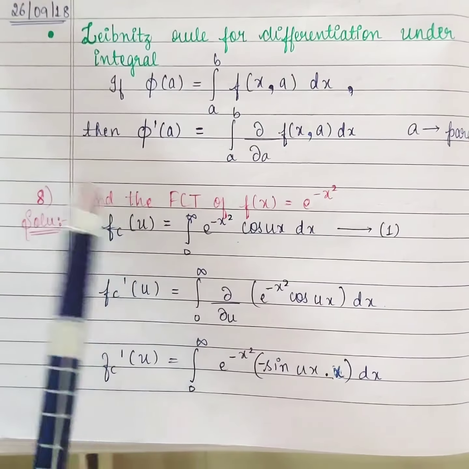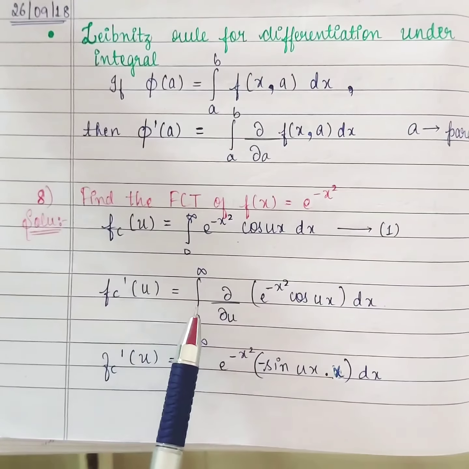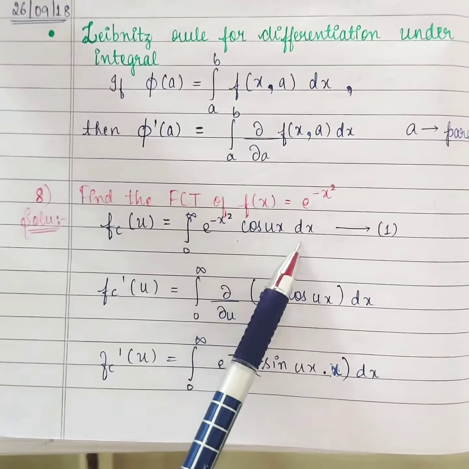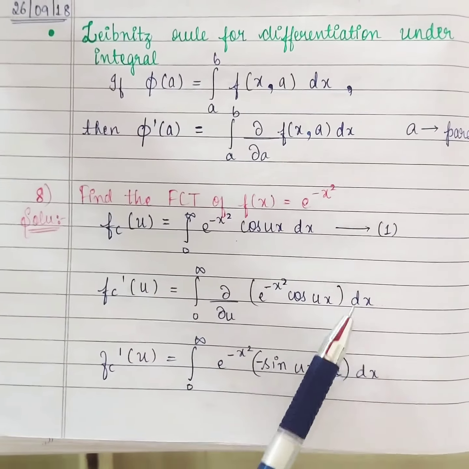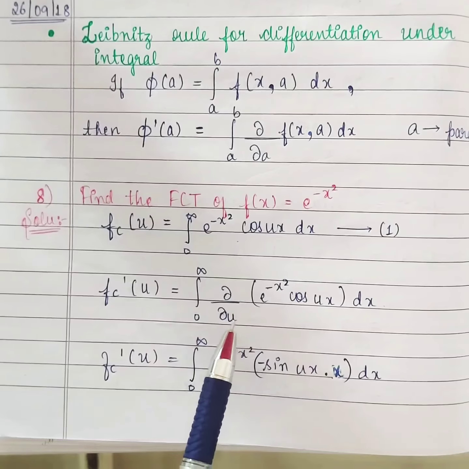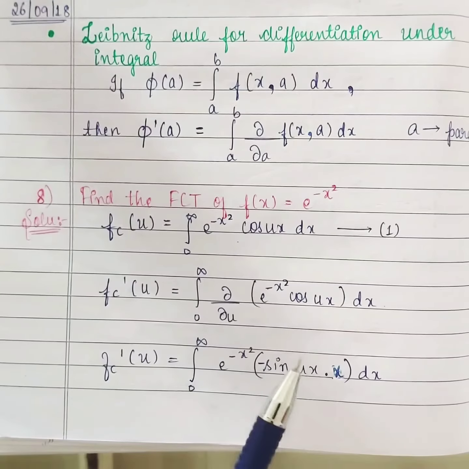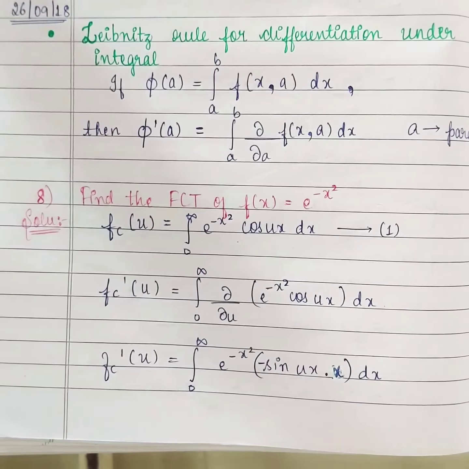So Fc of u will become Fc dash, that is the derivative. Here the derivative is there, and my integral limit is 0 to infinity. Same here, what is the constant along with x? u. So del by del u of the function inside dx. What will happen when I integrate with respect to u? In that case the other value x will be a constant. So e power minus x square is just a constant, and I am partially differentiating with respect to u.